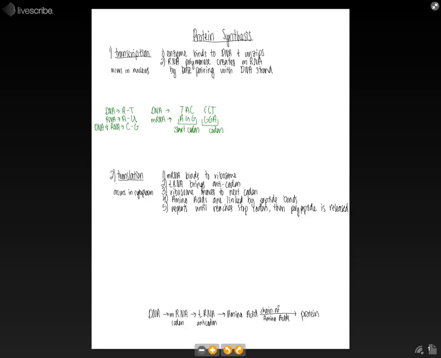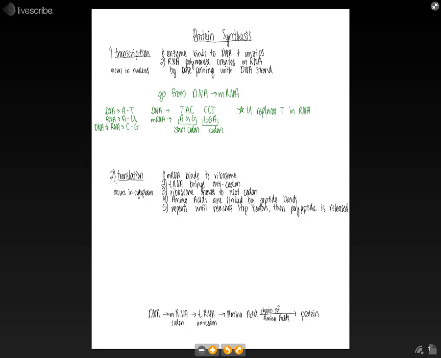And so when we do transcription, we're going from DNA to mRNA. One important note is U replaces T in RNA. And then from here we go to translation, which is going to occur in the cytoplasm.